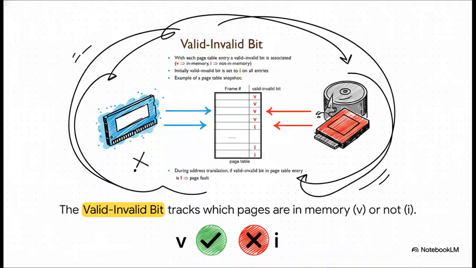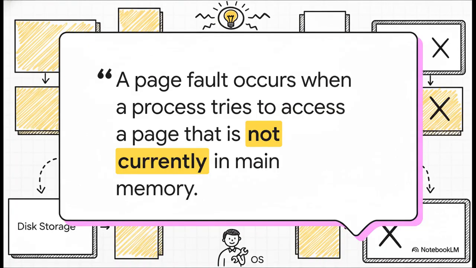not in the fast memory. So when your program asks for some data, and the MMU looks at that page table and sees that little I for invalid, it triggers an alarm. This is called a page fault. Now, it's not really an error in the traditional sense. It's more like a signal to the OS telling it, hey, I need you to step in here and go find this missing page for me.